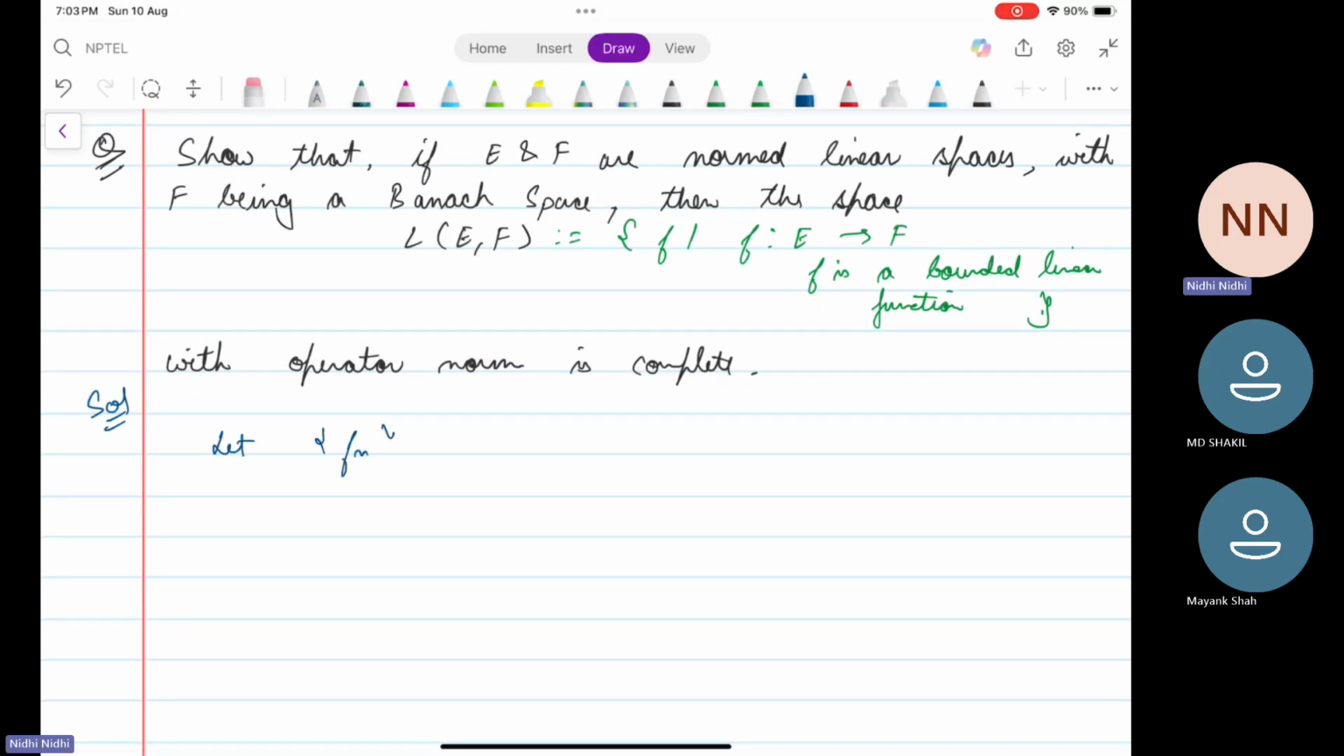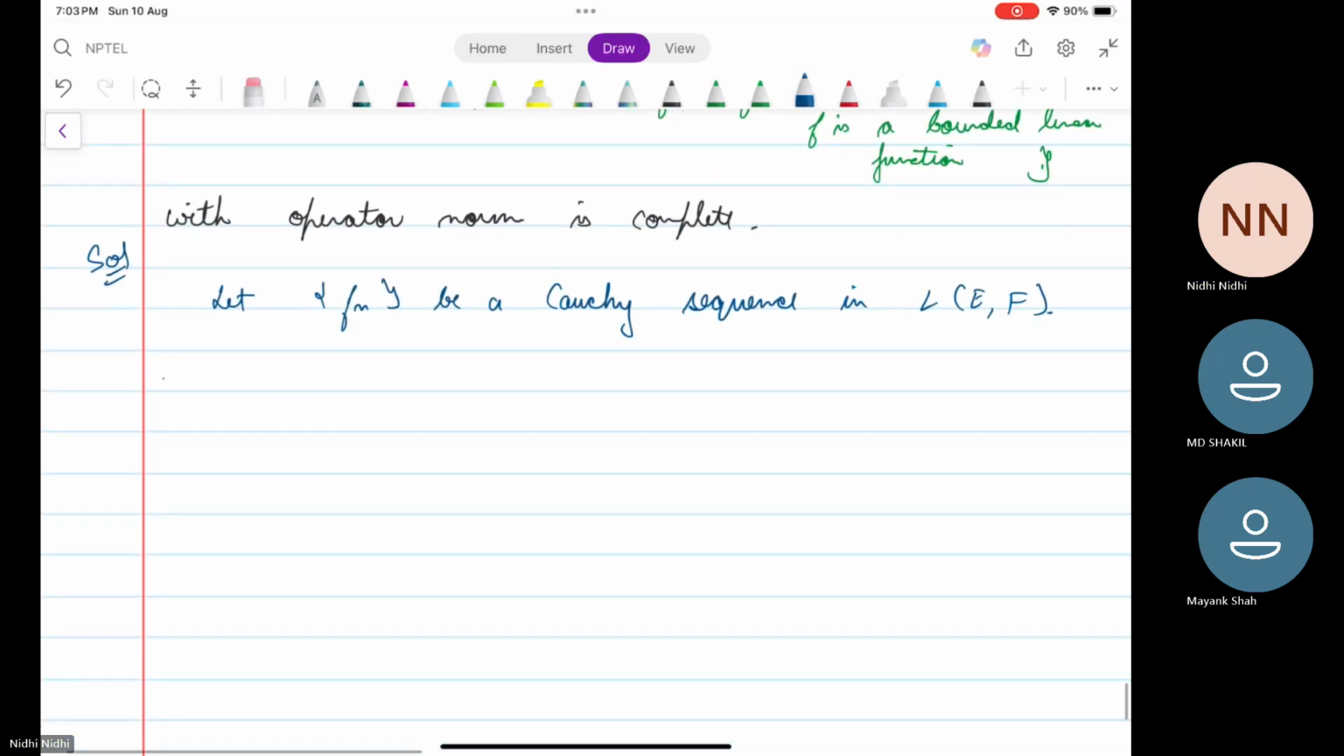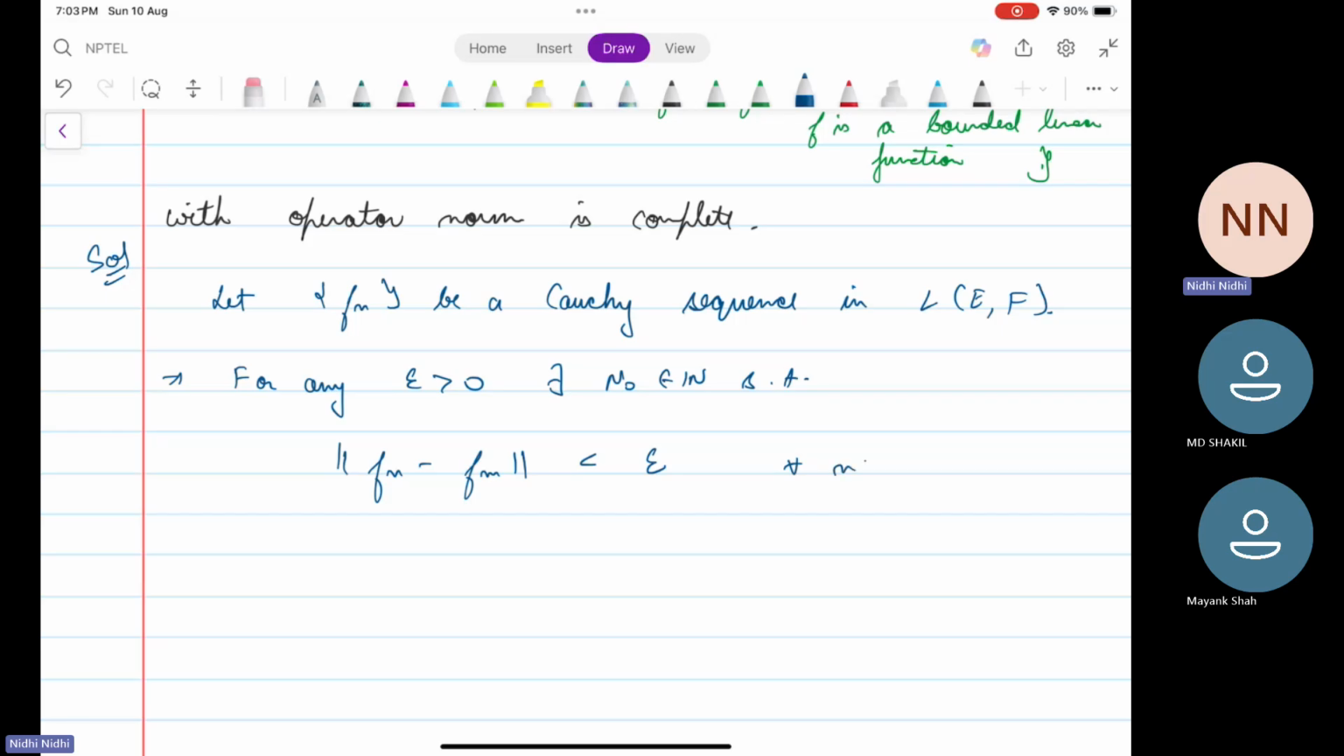Now let's start with a Cauchy sequence. Let F n be a Cauchy sequence in the space L(E, F). That means for any epsilon positive, there exists a stage n naught in N such that the norm of F n minus F m, this norm is the operator norm, is strictly less than epsilon for all n, m greater than or equal to n naught. Let's mark this one as the first equation.